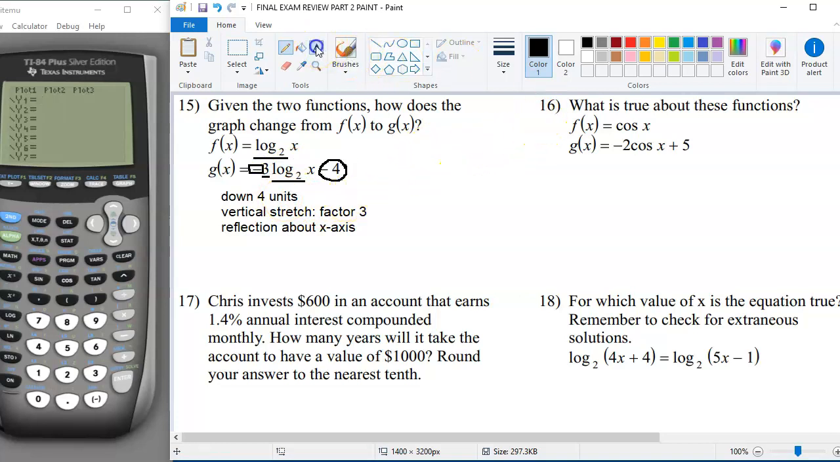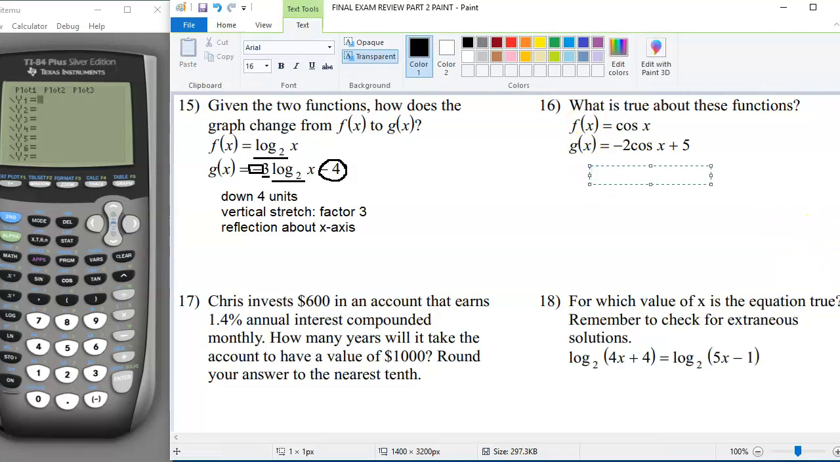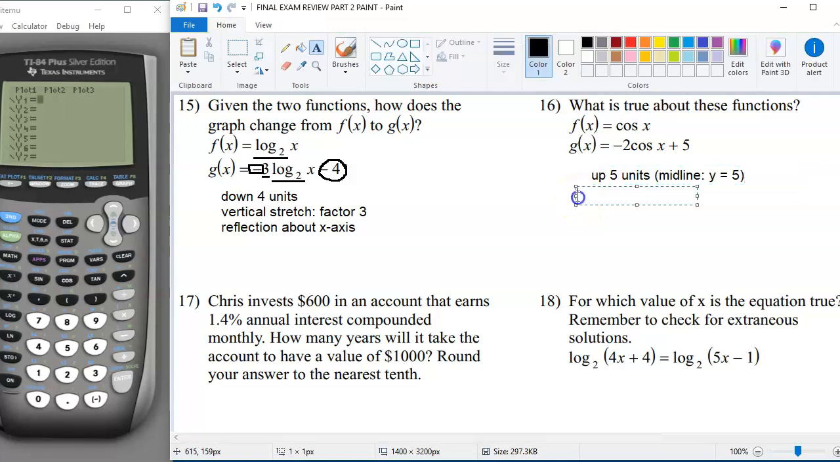I would say the exact same thing about question number 16. You're talking about a graph that went up 5 units. Now, whenever we're doing trig, we start using the trig language. We start saying that the midline would be y equals 5. Now, depending on your teacher, I'm not sure what they want you to say in this situation, but just be ready. It's a final exam, so be ready for whatever they write.